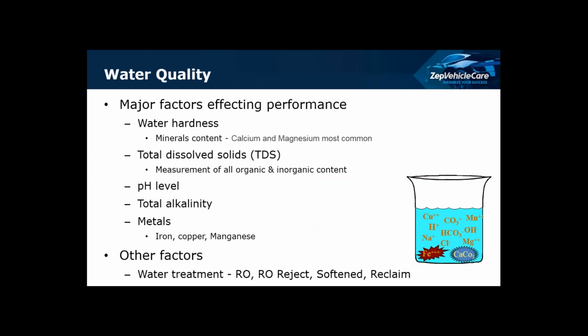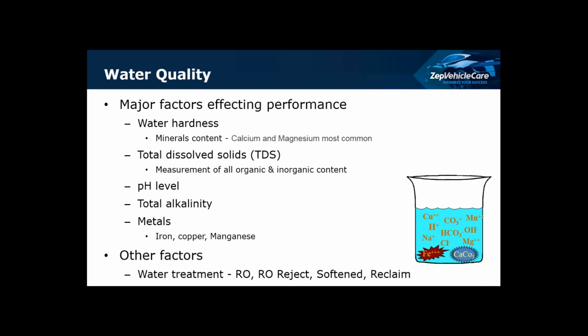Hardness is the mineral content, the calcium, magnesium, and things of that nature. Total dissolved solids are not just calcium and magnesium, but everything, all the organic and inorganic content that could be dissolved in the water. There's actually a test that can be run to see if your water has alkalinity to it. And if there's alkalinity in the water, it can affect how well it dries.